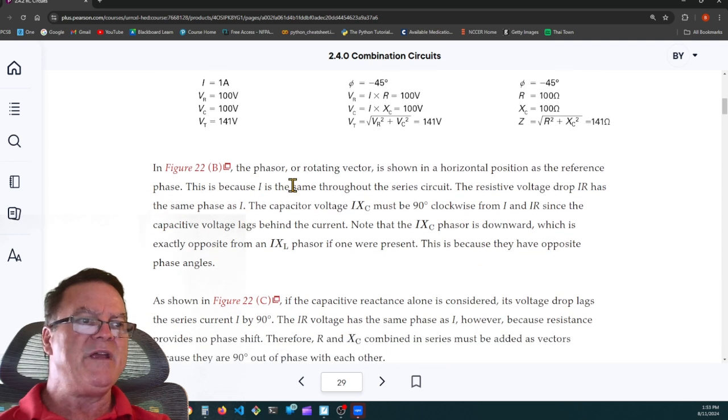Figure 22b, the phasor or rotating vector is shown in a horizontal position as the reference phase. This is because the current is the same throughout the series circuit. Resistive voltage drop IR has the same phase as the current. The capacitor voltage IX sub C must be 90 degrees clockwise from the current and the voltage IR, since the capacitor voltage lags behind the current.